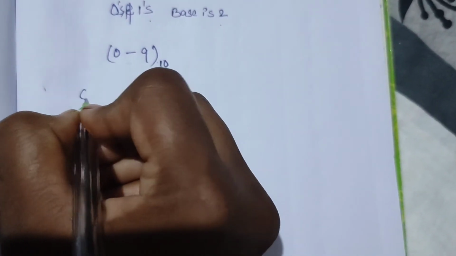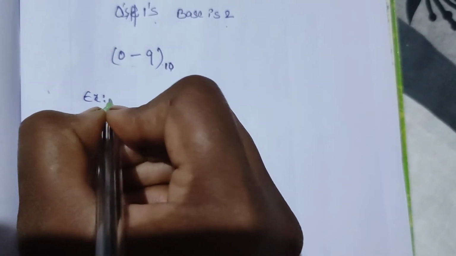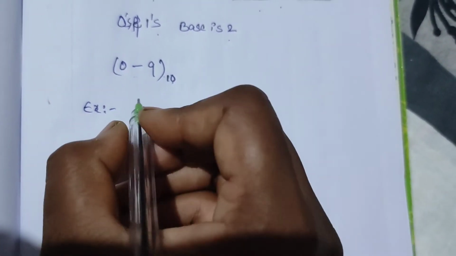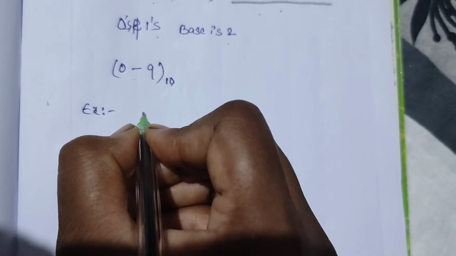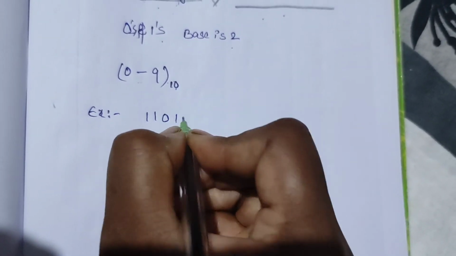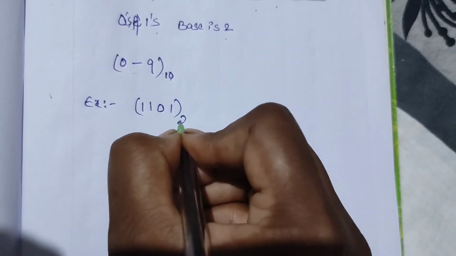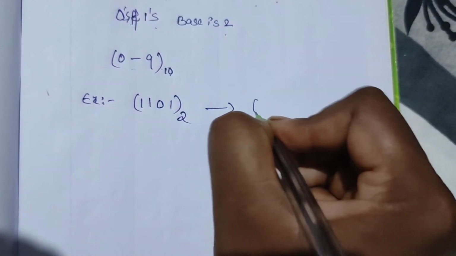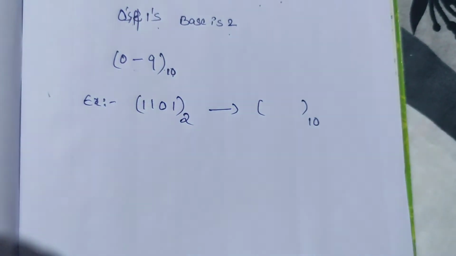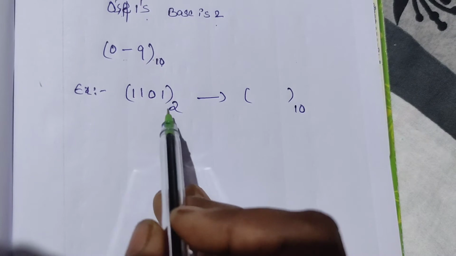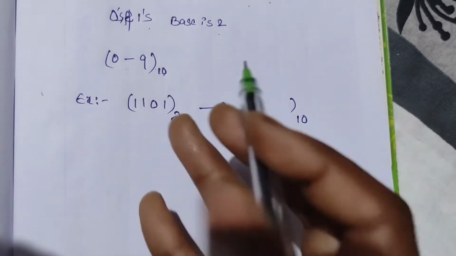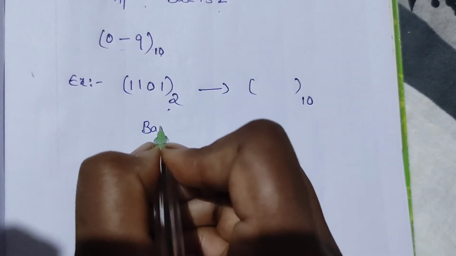Let us take an example and explain it in detail. I am taking the example 1101. This is a binary number. How it is converted to a decimal number, we will see. This is the base, so we can call it a base or a radix.